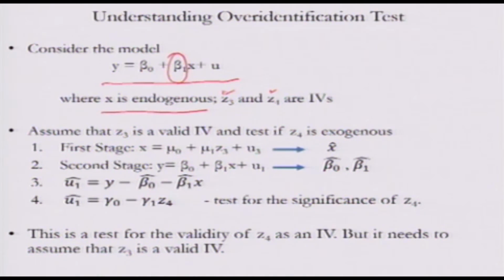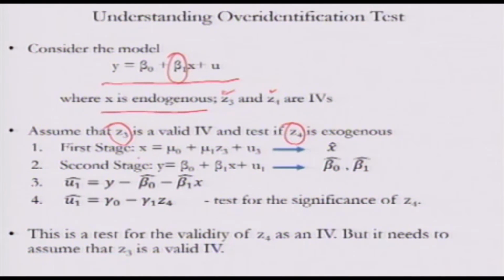Again we start with the assumption that one of the IVs is valid. In this case, let us start with the assumption that Z3 is a valid IV, and we test whether Z4 is valid or not, whether Z4 is exogenous or not. So, first what you do is to run the first stage using Z3 as the instrument, because that's the valid IV we have assumed.